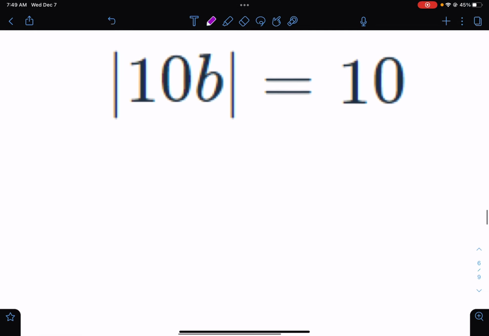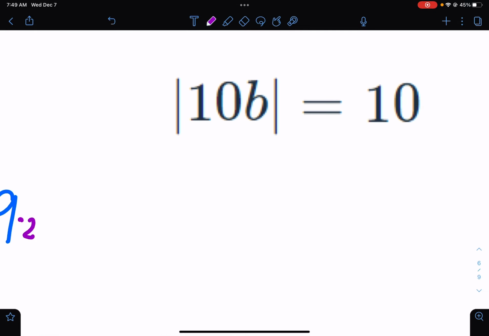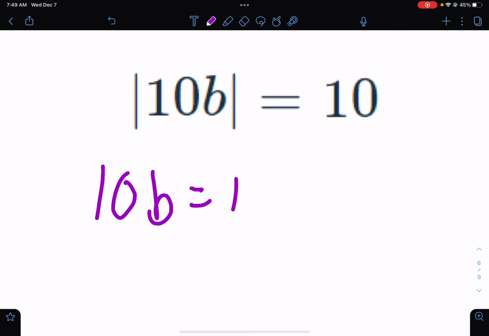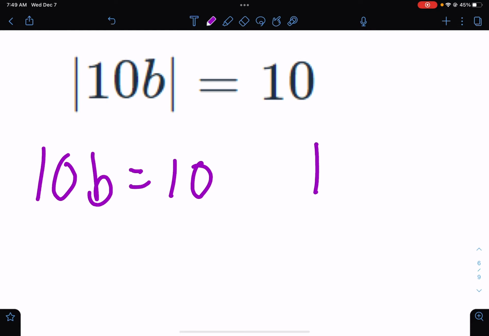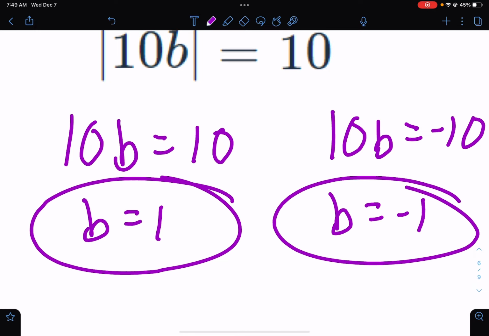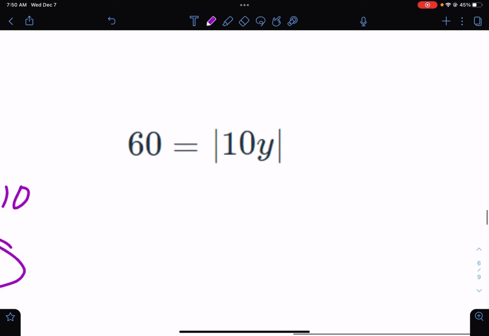All right, next one. So again, what's on the inside here can either be equal to positive 10 or negative 10. So we're going to say 10b equals 10. 10b equals negative 10. We end up with b is 1 and b is negative 1. All right.